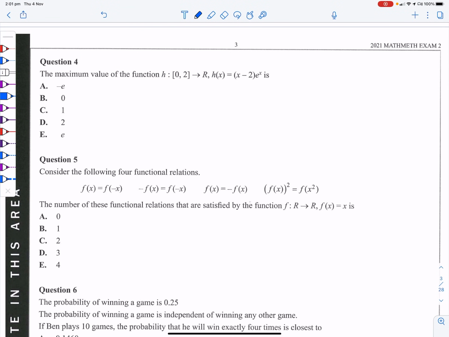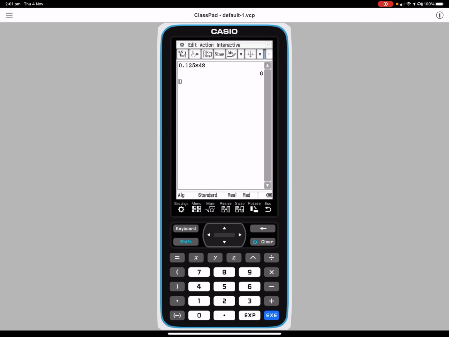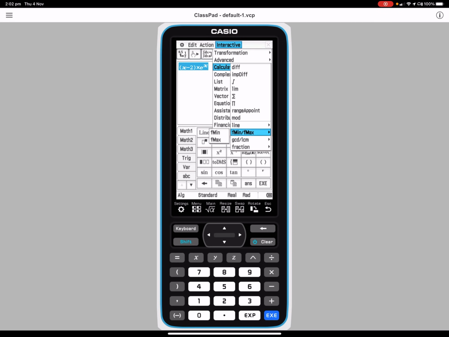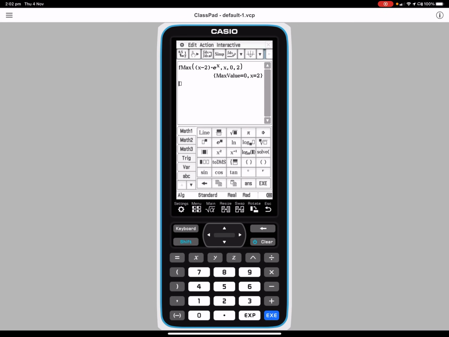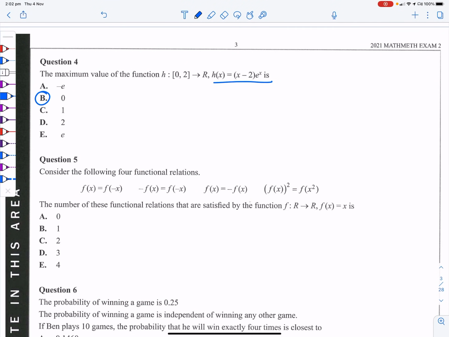Okay here, the maximum value of this function, x minus 2 e to the x from 0 to 2. So if you use your CAS, x minus 2 times e to the x, f max between 0 and 2, maximum value is 0 when x equals 2.